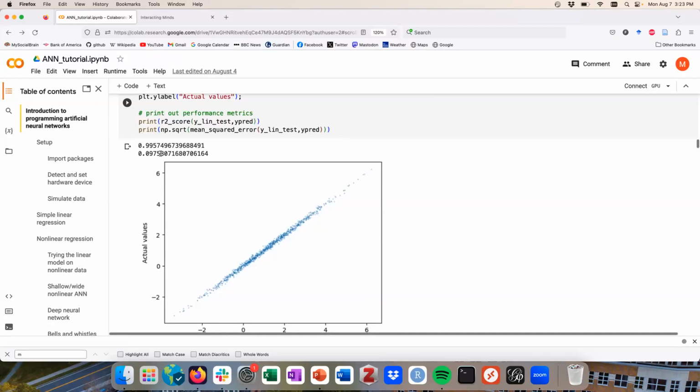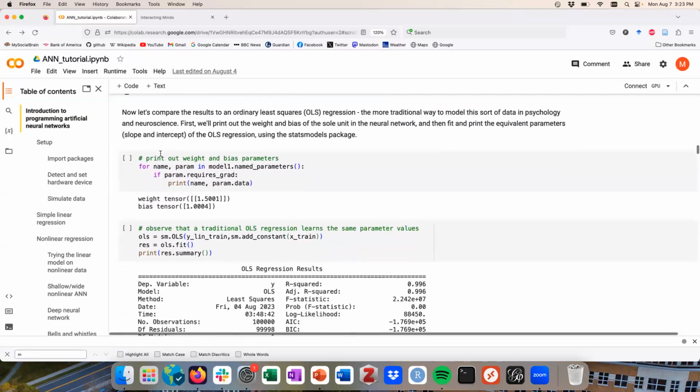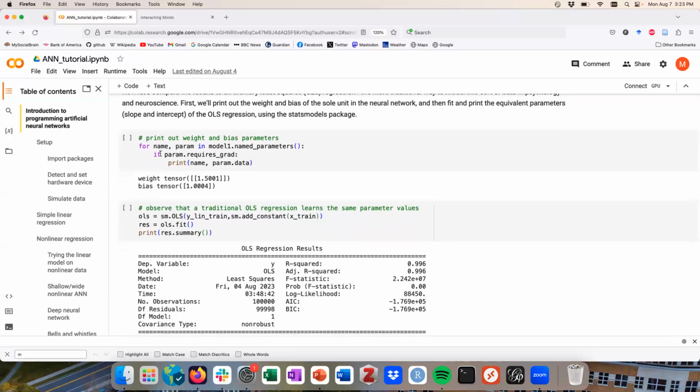And if you remember right, the amount of noise we inserted into this relationship was 0.1. So this is the best the model could possibly do given the structure of the data. So great, we've learned this linear relationship, and we can compare it to what a traditional regression would do.